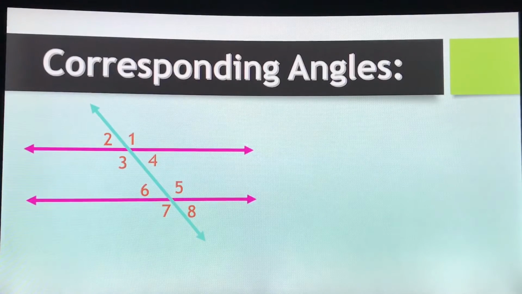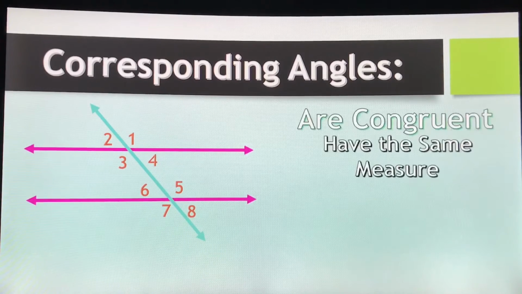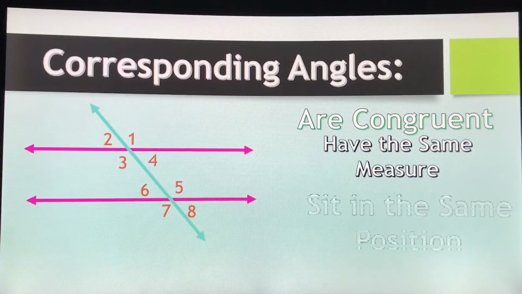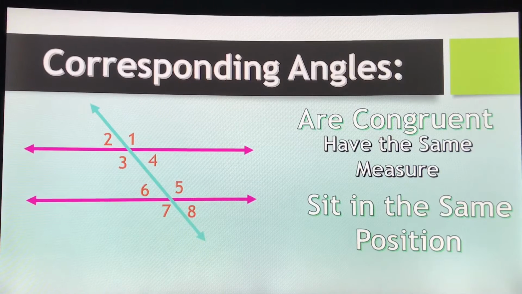So let's start with corresponding angles. By definition, corresponding angles are congruent, meaning they have the same measure. They equal each other. I say they sit in the same position. What does that mean? Well, if you take a look at angle 1, that is sitting above the first pink line and to the right of your green transversal. Then I go down to angle 5. That is sitting above the other parallel pink line and is also sitting to the right of that transversal. So 1 and 5 are corresponding.